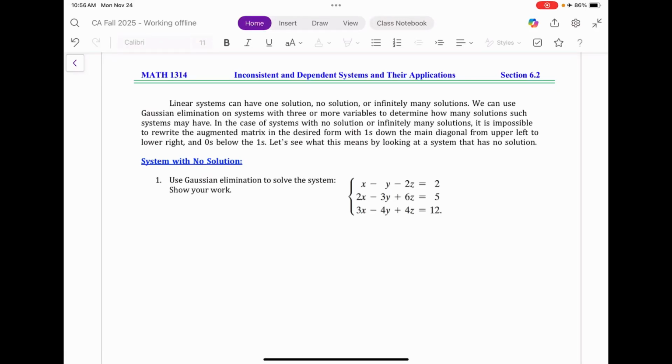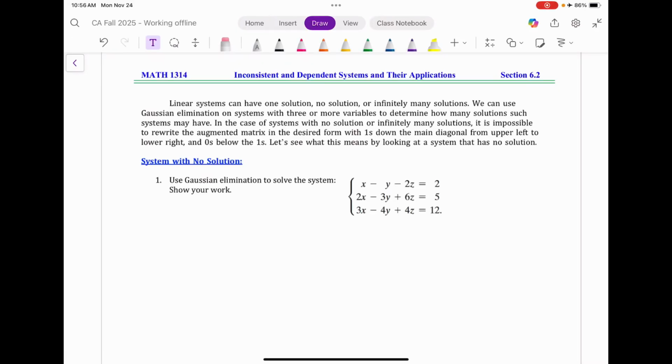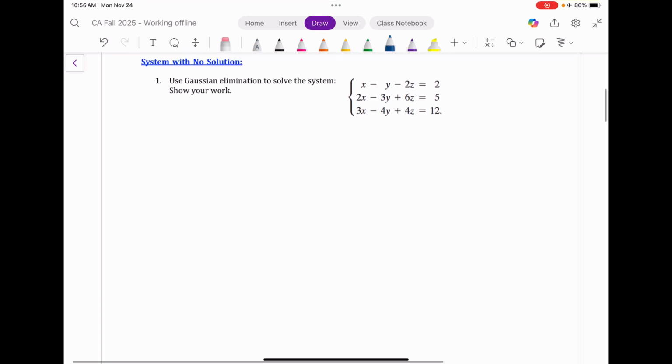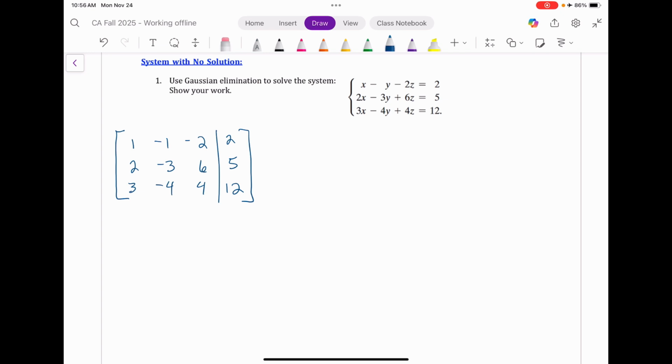So in this section, we're going to talk about solving systems with no solution or an infinite number of solutions. So let's look at a system that would have no solution. We're going to solve it with Gaussian elimination, so we're going to place the system into a matrix. And then we're going to go through the same steps as we did in section 2.1.